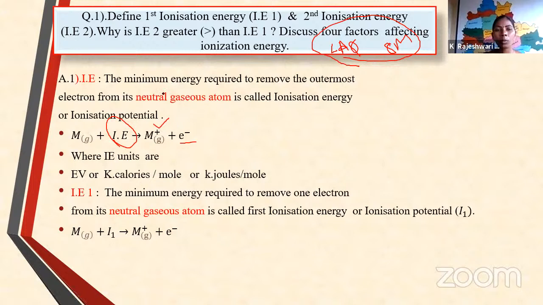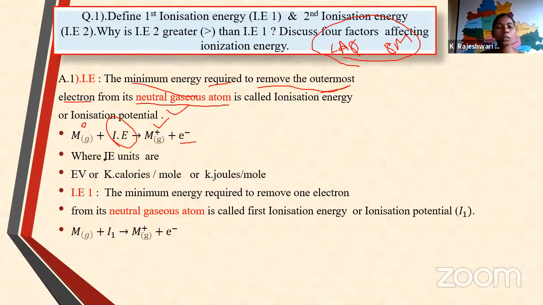The minimum amount of energy required to remove the outermost electron. Remember this phrase, neutral gaseous atom. In the neutral state, there is no charge, the charge is zero. That means a neutral gaseous state. For this neutral gaseous atom only, we apply the ionization energy to remove an electron, and then it gives you a unipositive ion. So that is ionization energy.